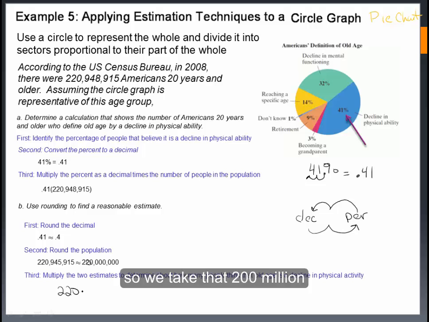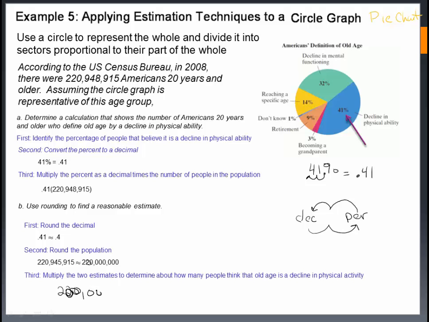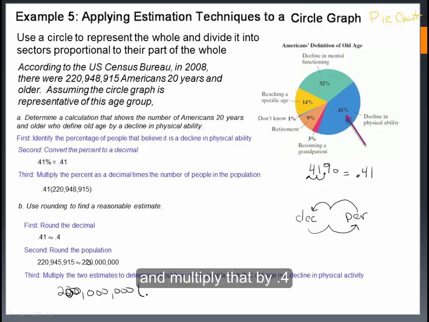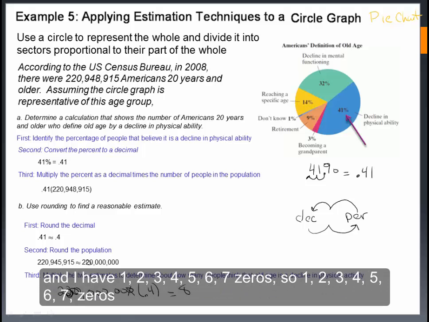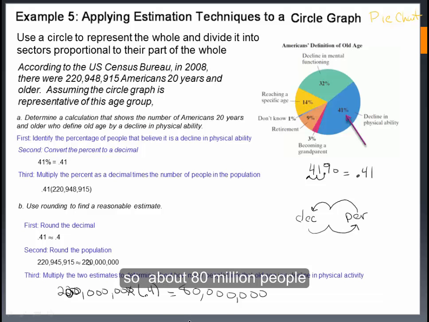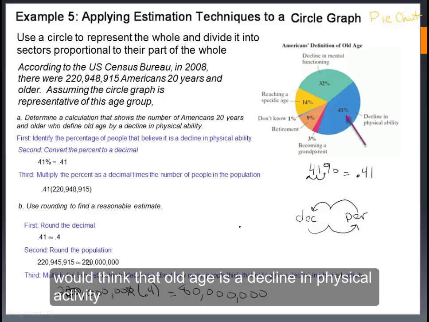So we'd take that 200 million and multiply that by 0.4. 2 times 4 is 8. This decimal place is going to take 1 zero off. And I have 1, 2, 3, 4, 5, 6, 7 zeros. So about 80 million people would think that old age is a decline in physical activity.